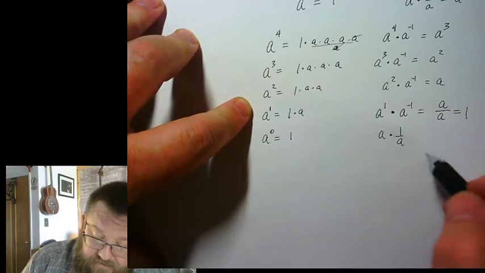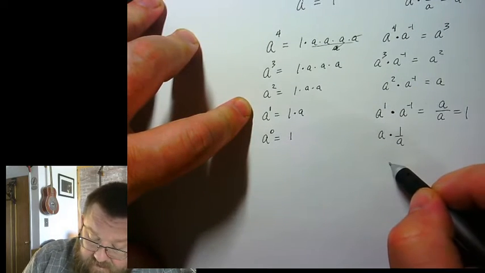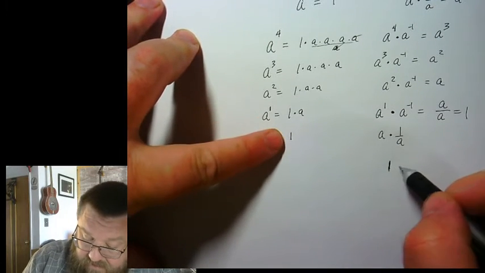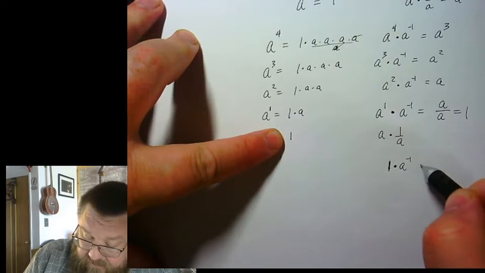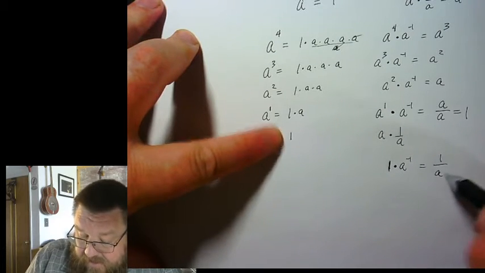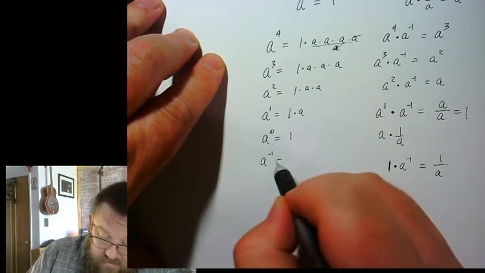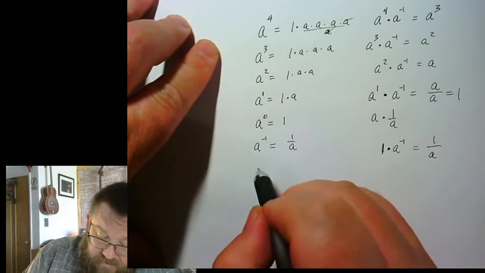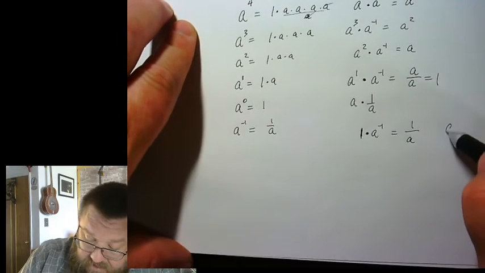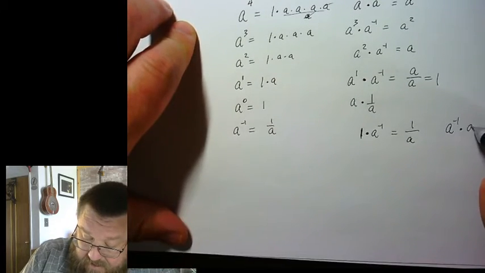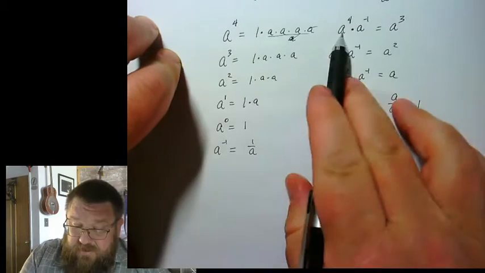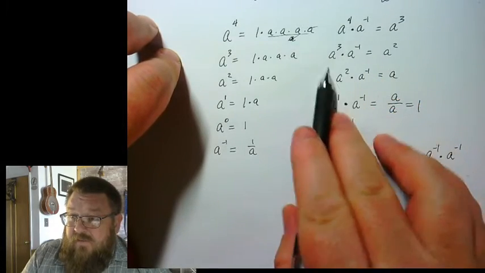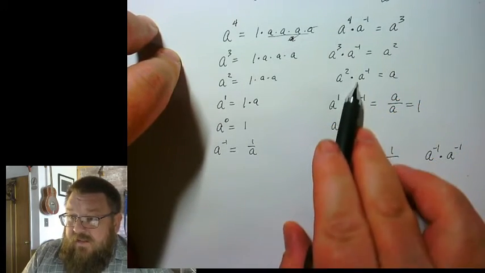Now, what if I took 1 and I multiplied by A to the negative 1? Wouldn't that give me 1 divided by A? Do you see? And I could do the same thing again. What if I took A to the negative 1 and I multiplied by A to the negative 1? Because that's what I'm doing each time. You see, I'm doing times A to the negative 1, whatever I started with, times A to the negative 1.